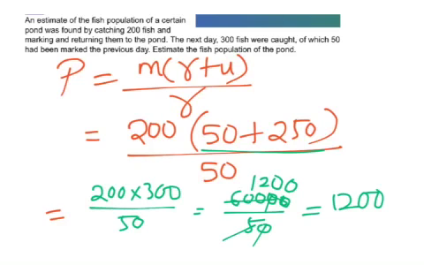1200. P equal to M into R plus U by R we applied. In that, 200 is the captured and marked fishes for the first time, and the next day, out of 300, 50 are marked. So the R value is 50 and unmarked is 250. Then by 50, R again. Then 300 into 200, that is about 60,000. Not 6,000 here, 60,000. So 5 ones are 5, 5 twelves are 60, giving 1200. So the population is about 1200 here.